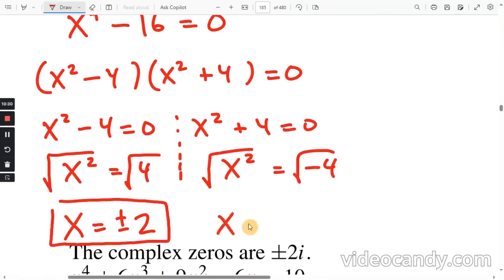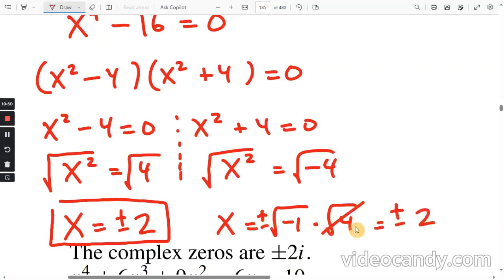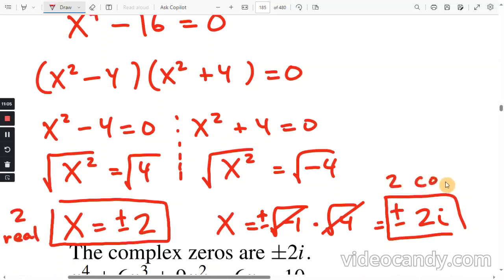Okay, and x is going to equal the square root of negative 1 times the square root of 4. And of course, it's plus minus on both, because when you do square root on both sides, it's plus minus. Okay, radical 4 is just 2. And radical negative 1 is just i. All right, so this was 2 real. And this right here is 2 complex.